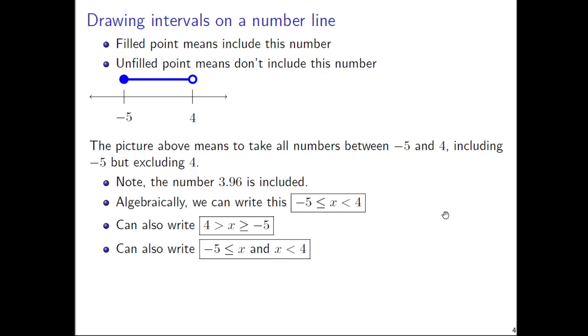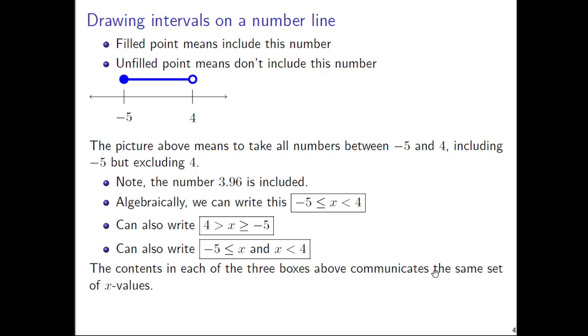You can also take what was written above and just split it up. So if you have a double inequality, you just need to use the word and. So the first part, -5 less than or equal to x, written here, and then the word and, and then finally this x less than 4, written out just like that, x less than 4. Now the contents in each of the three boxes here above communicates really the same thing. It's the same set of x values. Okay, in interval notation, we could write bracket -5 comma 4 parenthesis.